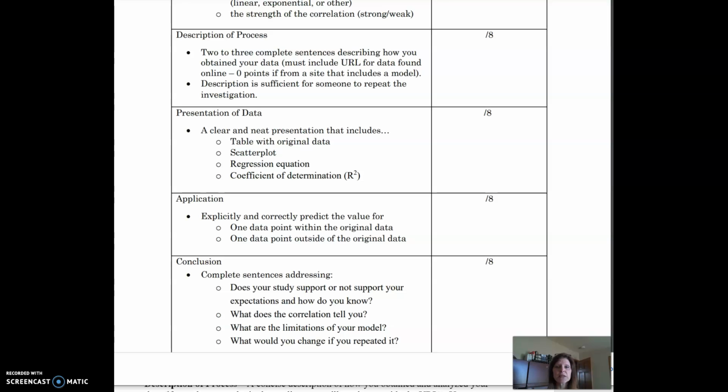If you have any questions about any of these expectations or questions about the source of data that you're using, if it's acceptable, just send me an email and I'll be happy to review that and answer your questions. My door is always open.